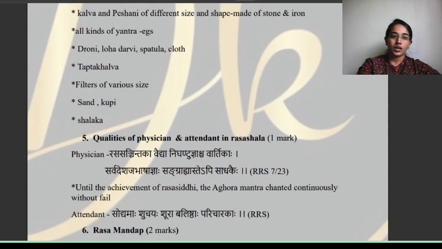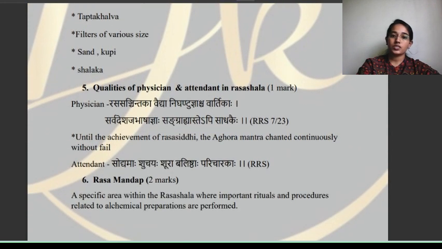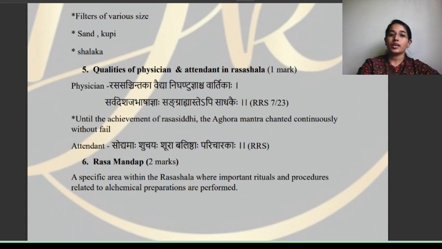And next comes the qualities of the physician and attendant who should be present in the Rasashala. Acharya has clearly mentioned some of the qualities, and you can quote some of them, like for the physician. The qualities of the physician are Rasa Sachintaka Vaidya Nikandu Nyascha Vartika.